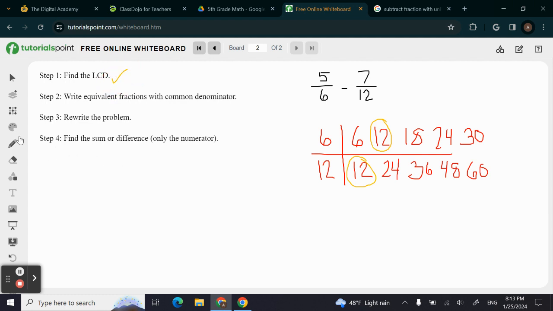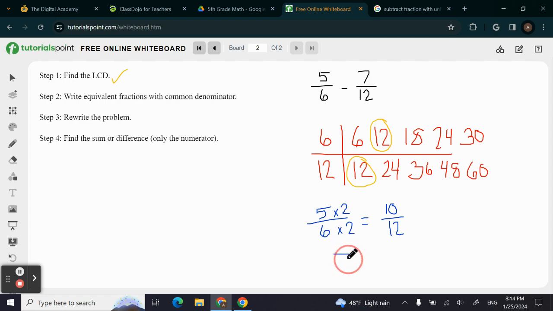Step 1 complete. Step 2 is now write equivalent fractions with the common denominator. So 5 over 6. Right? What times 6 is 12? 2. What you do to the denominator, you have to do to the numerator. So our new denominator is 12. 5 times 2 is 10. So 10 over 12 is our new equivalent fraction.